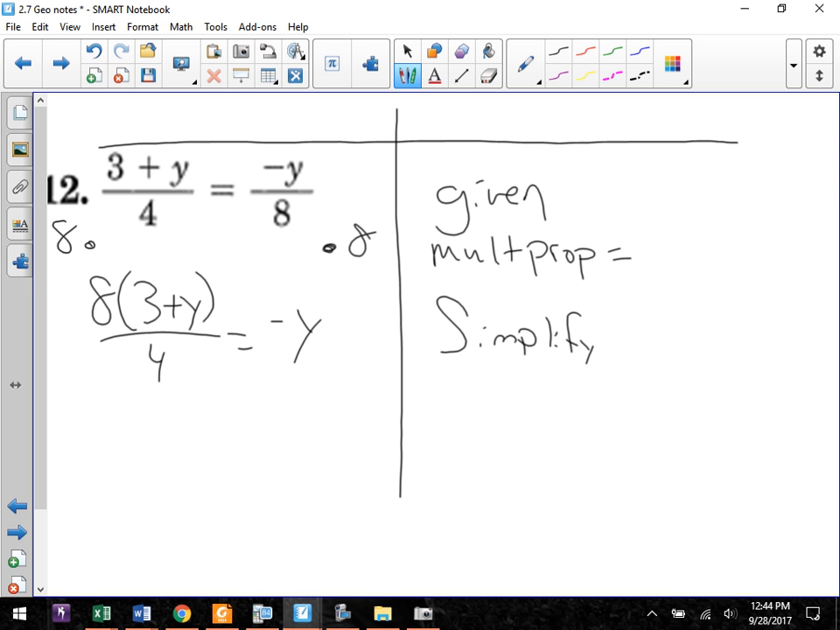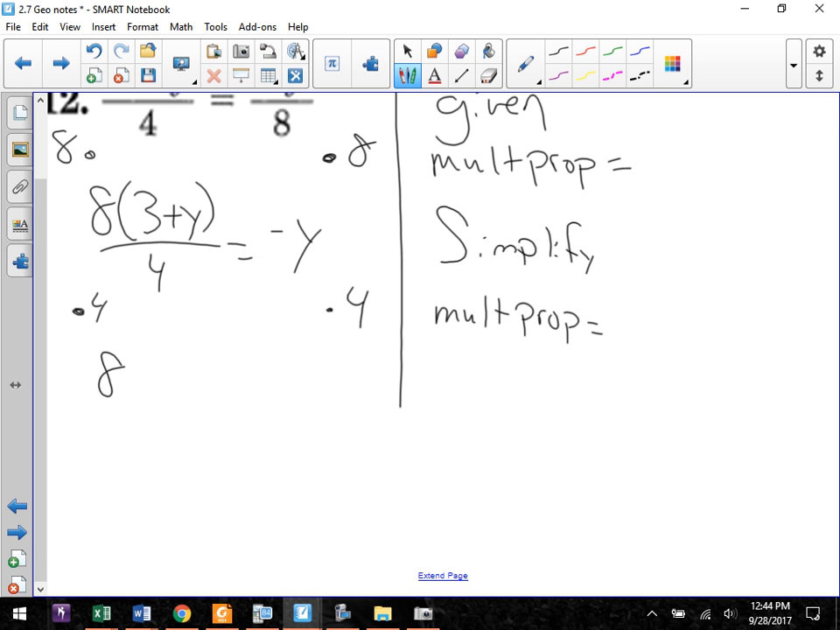What's that? I haven't gotten that far yet. Now my next step is to multiply the 4 to the y. And now you multiply that through. You just have to do it twice. So you have 8.